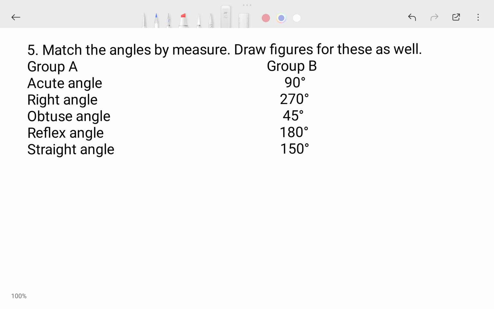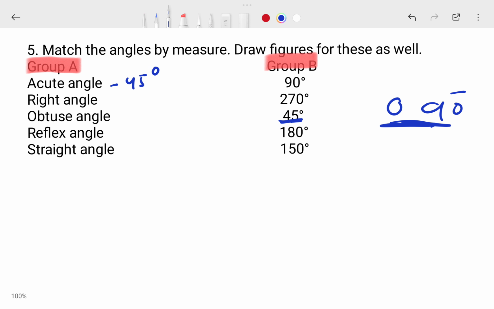The fifth one is just match the following. Here it is given two groups, group A and group B. We have to match them. Acute angle means it is more than 0 and less than 90. Here 45 is there, it is between 0 and 90. So this is our answer. So the acute angle is 45 degrees.